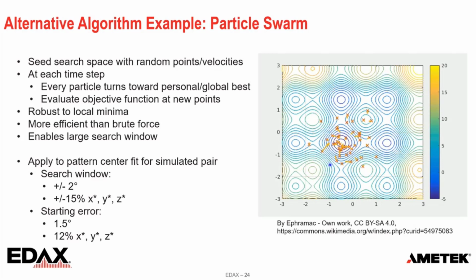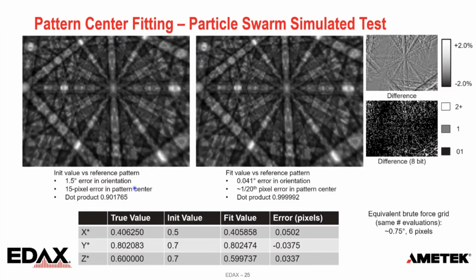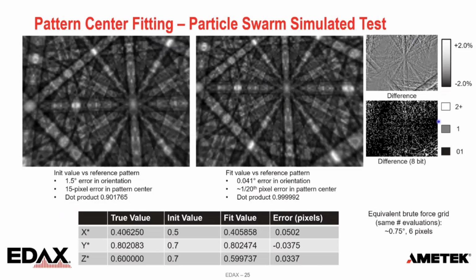And so it should give you more robustness to local minima. Here's a function with iso curves showing all these different local minima, and it finds the true minimum pretty well. And here it is applied to pattern center fit. Here on the left is my initial starting guess, just to show you how bad of a fit it can work on. And on the right is an animation flipping back and forth between the fit pattern center and the true value. And here, because you can't really see it, is the difference in percent and in 8-bit gray levels. So basically everything is within 1 or 2 gray levels.